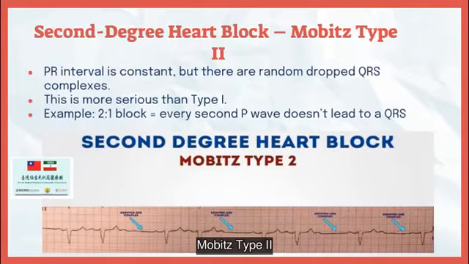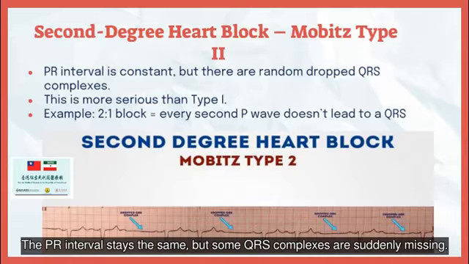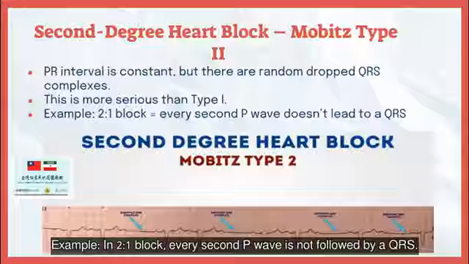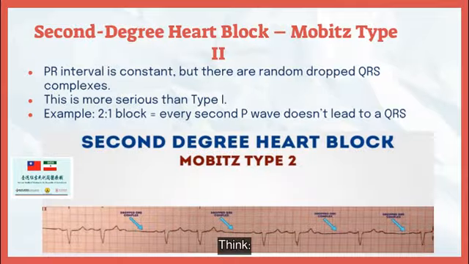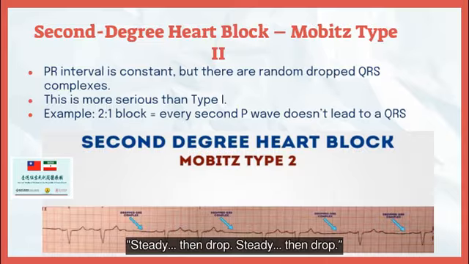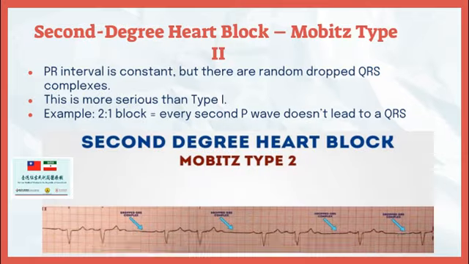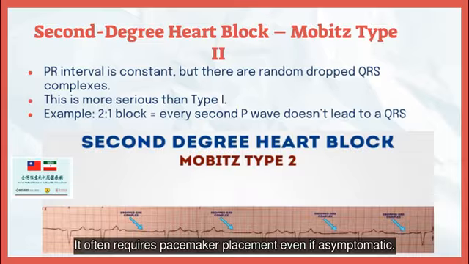Mobitz type 2. The PR interval stays the same, but some QRS complexes are suddenly missing. Example: in 2:1 block, every second P wave is not followed by a QRS. Think: steady, then drop. Steady, then drop. Mobitz 2 is dangerous and may progress to complete heart block. It often requires pacemaker placement even if asymptomatic.